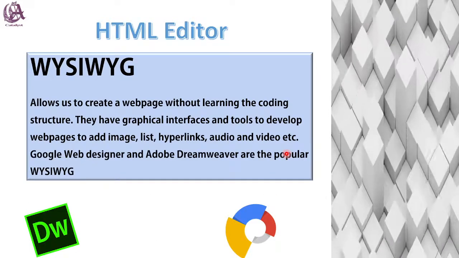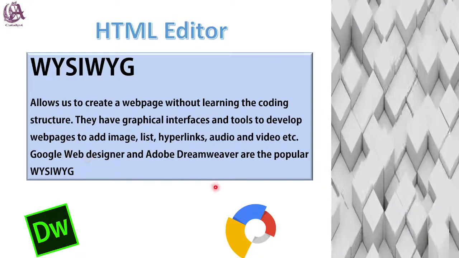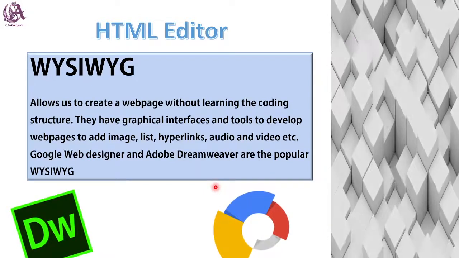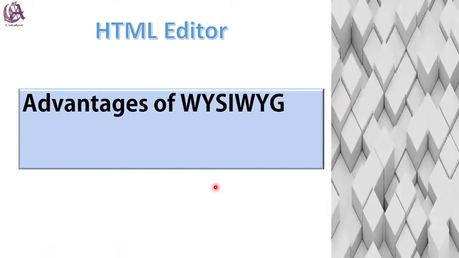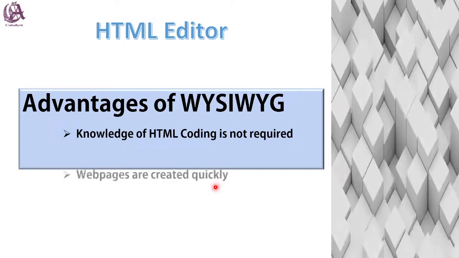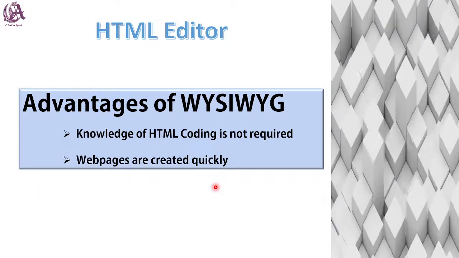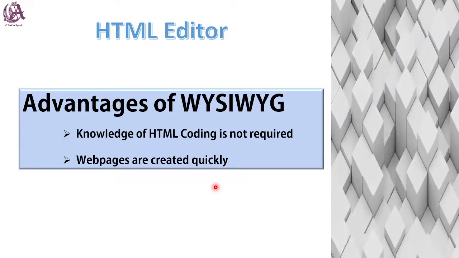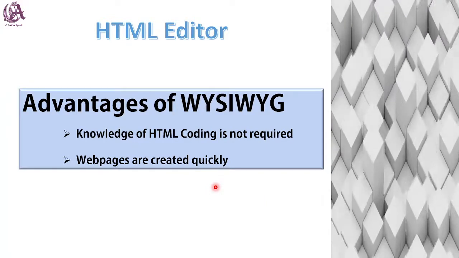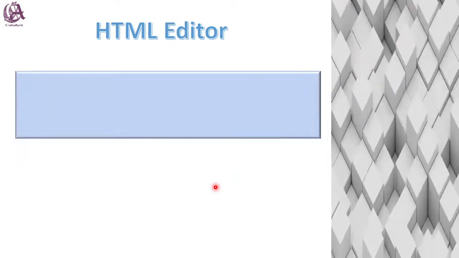Now in this we have the Google Web Designer and Adobe Dreamweaver. They are the popular WYSIWYG editors. Now the advantages of WYSIWYG editors. Knowledge of HTML coding is not required, and web pages are created very quickly. So you just need to put whatever elements, images, text you want to show up in your browser. You will put in these editors and it will automatically get converted to the HTML codes.